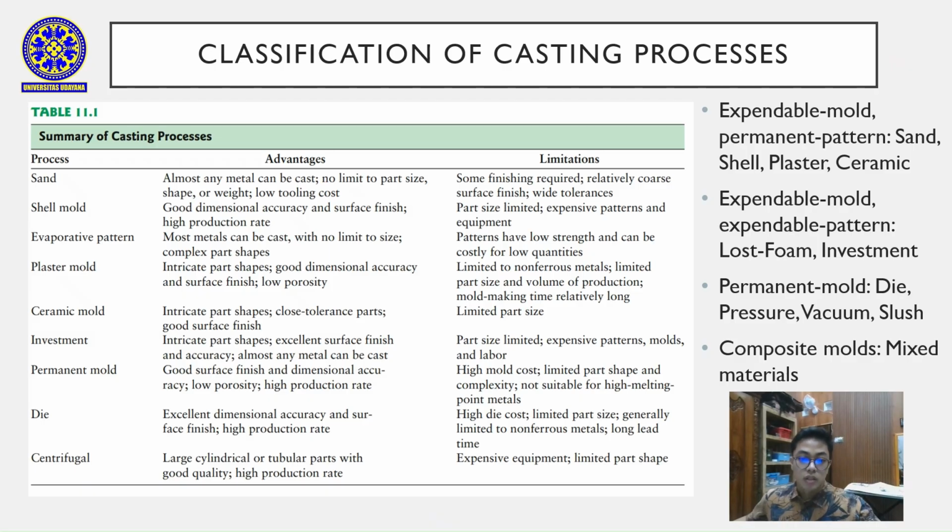Casting processes are generally classified based on the type of mold and pattern used. Expendable molds are destroyed after use, while permanent molds can be used multiple times. The main types include sand, shell, and ceramic mold casting for expendable processes, and die, vacuum, and pressure casting for permanent processes. Each method offers a balance between cost, accuracy, and production rate.